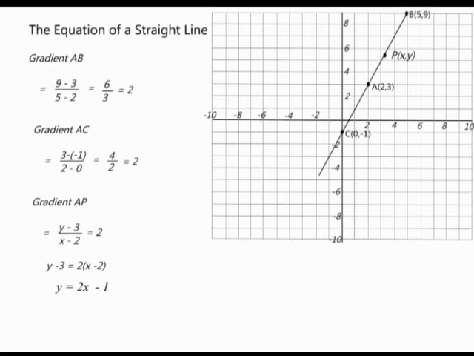And so the equation of a straight line can be determined if: 1. 2 points on the line are known, or 2. Its gradient and a point are known.